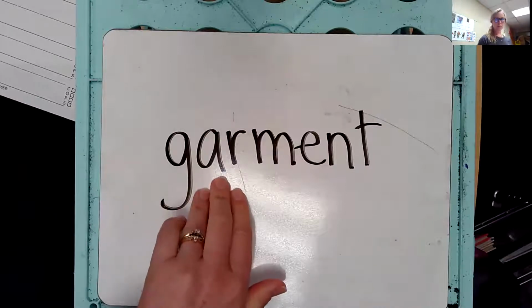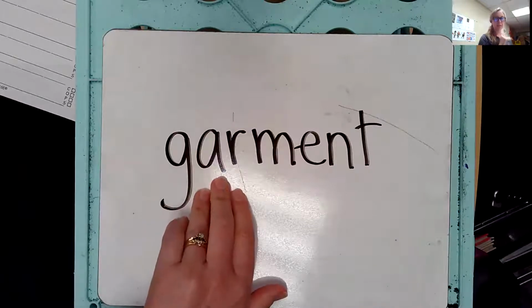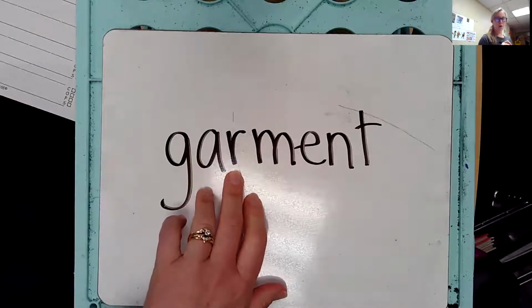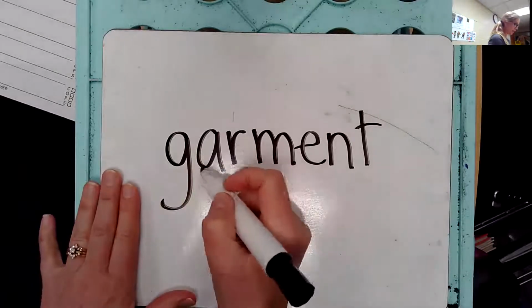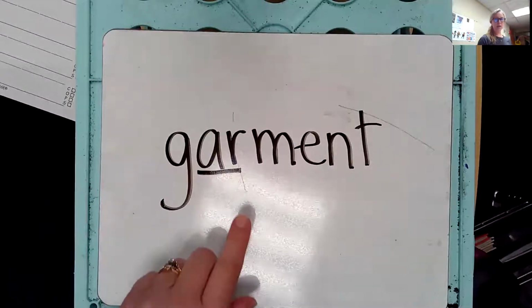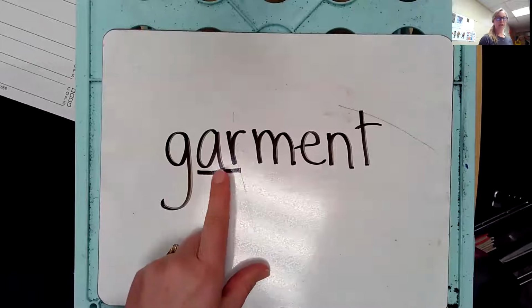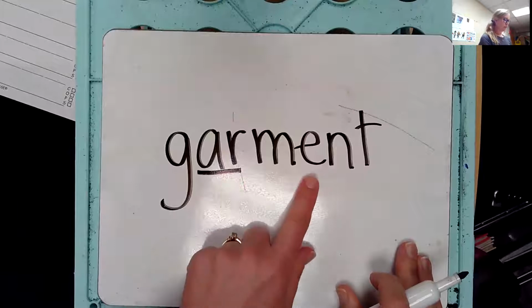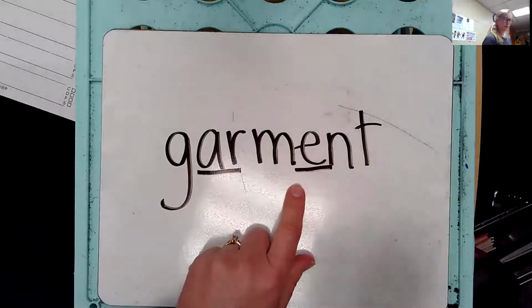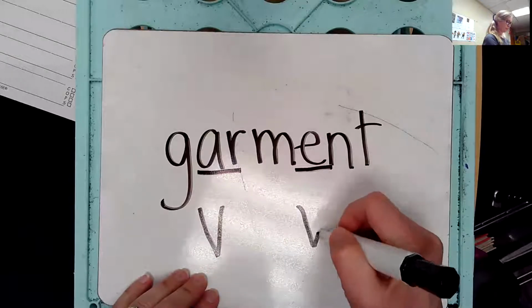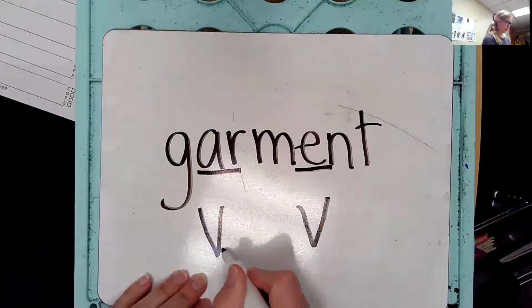Now, remember, we've been working on the AR pattern. When we see a vowel followed directly by an R, that means it's going to stay together. R control, that's what we've been working on this week. So we need to underline both the A and the R. We need to learn to recognize that pattern. Keep going through the word. There's our other vowel. All right, mark them with a V. There it is, draw the bridge.